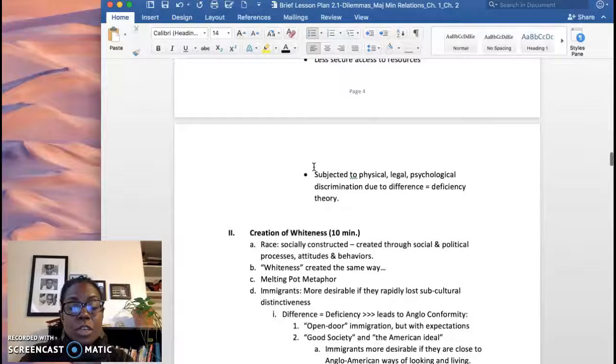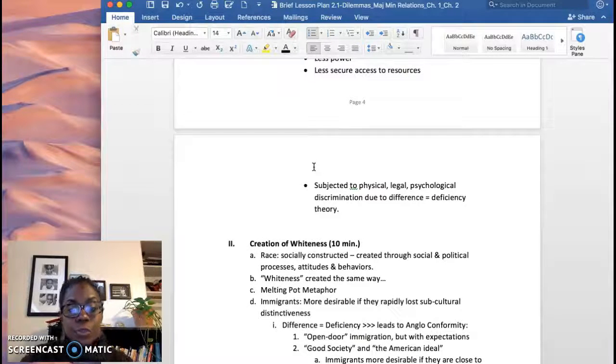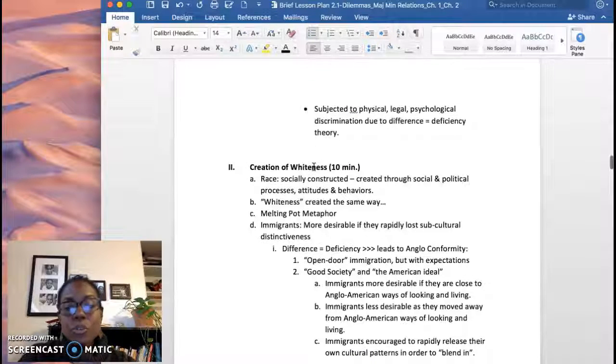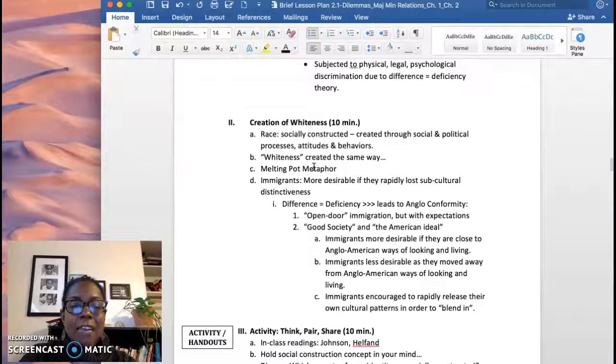Now, also keep in mind when we talk about the creation of groups, whiteness or white people as a group was also a creation. So another key idea in this section is that race is socially constructed. So the idea of there being any kind of race, whether it's a white race or a black race or an Asian race, is socially constructed, and that means it's created through social and political processes, attitudes, and behaviors. Whiteness is created through these processes as well.